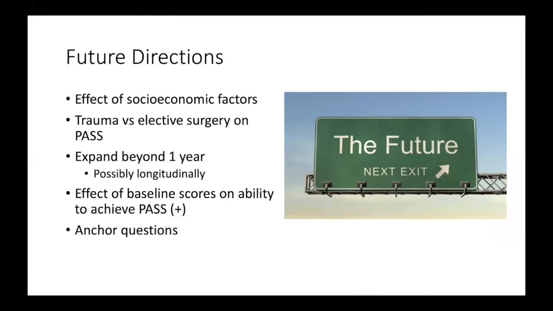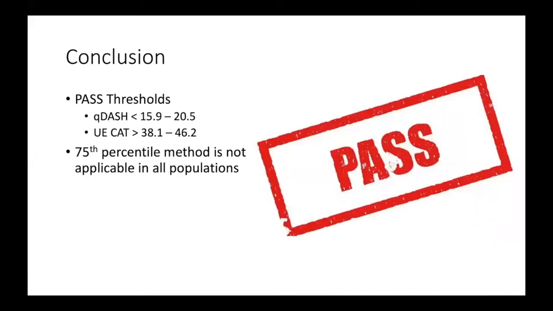And is this a function of continued improvement in function and symptoms, or is this a function of patients coping with the function and symptoms that they have? Does baseline patient reported outcome score affect a patient's ability to achieve a patient acceptable symptom state? And finally, can we assess the validity and reliability of our anchor questions, since our results are reliant on the assumption that they themselves are accurate, valid, and reliable measures of a patient's function and symptoms?